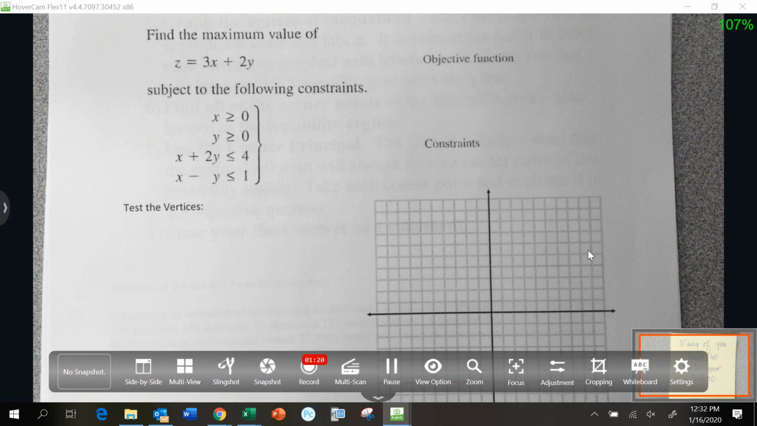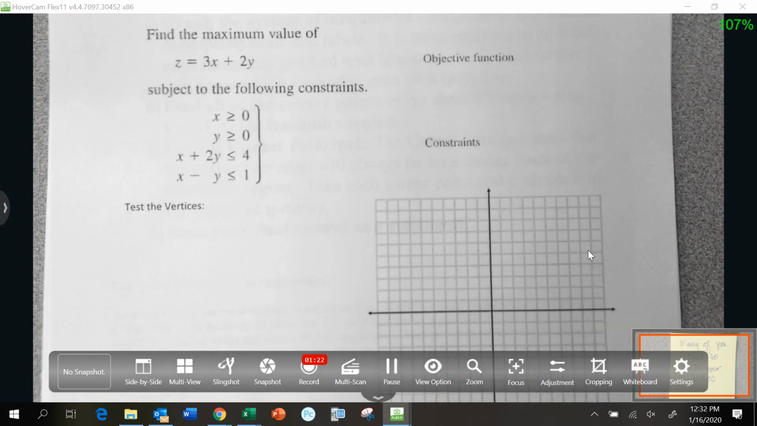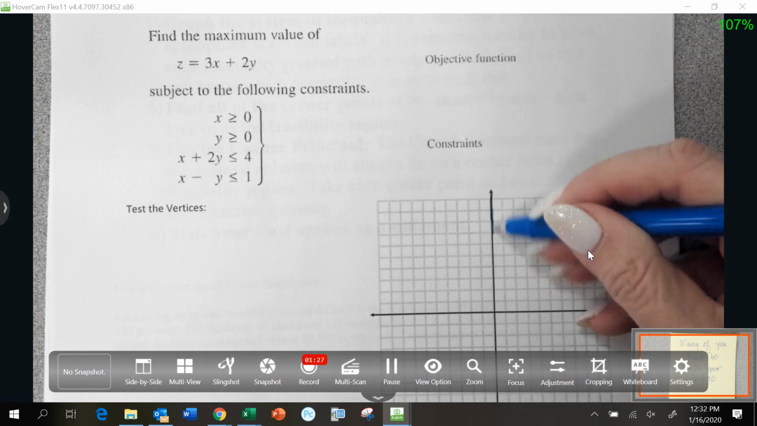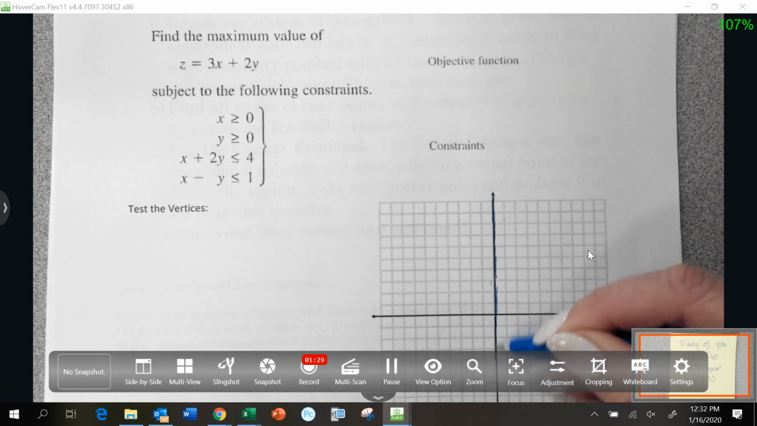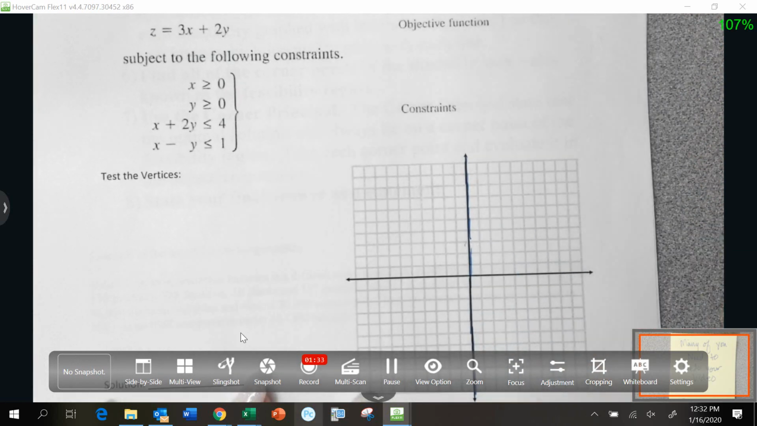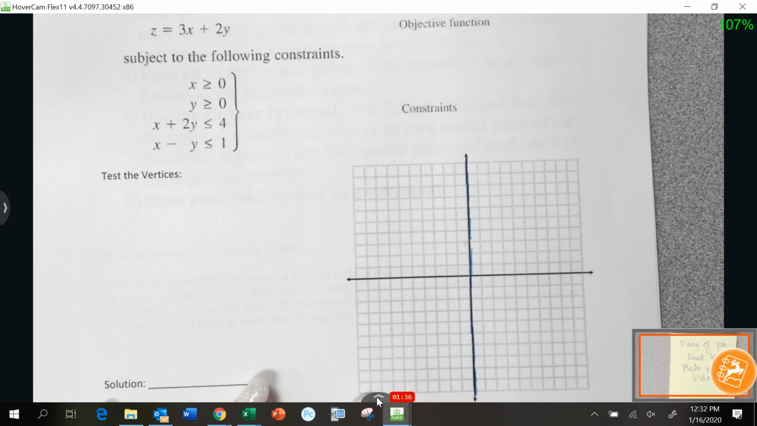Nope. Vertical. When it's x equals, it's vertical because that's the one that does not have a slope. So x is greater than or equal to 0. We're going to start here at 0, and if x is greater than, which direction am I going to shade? To the right.